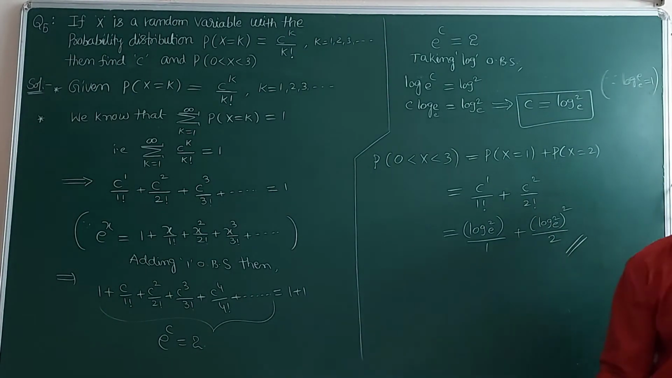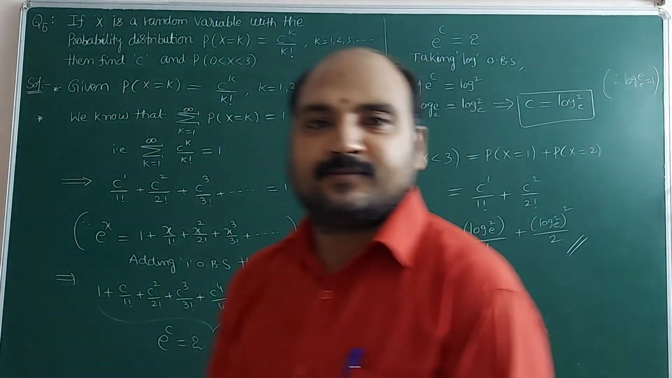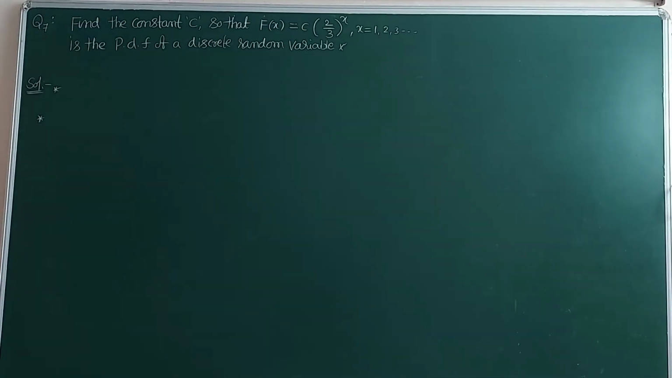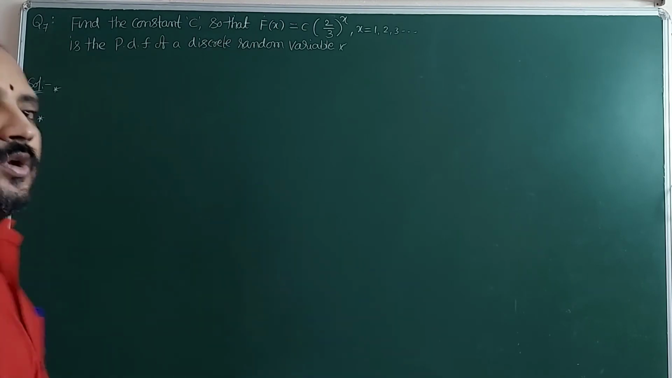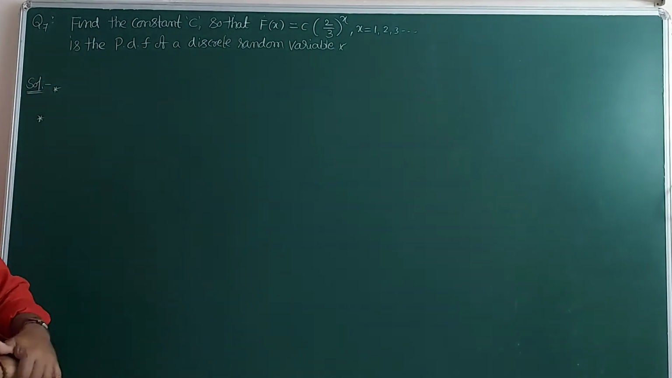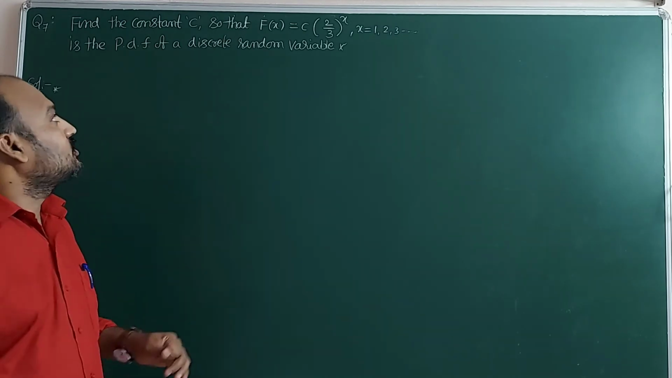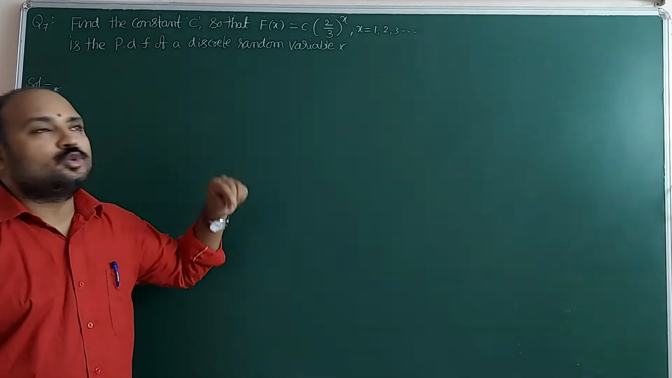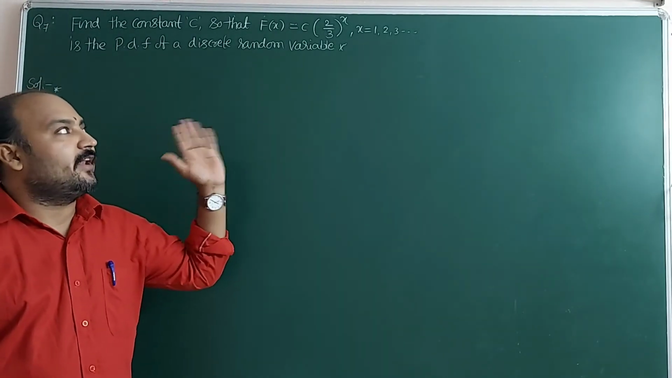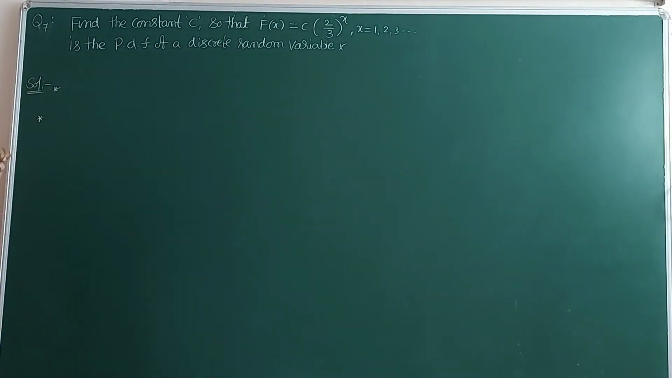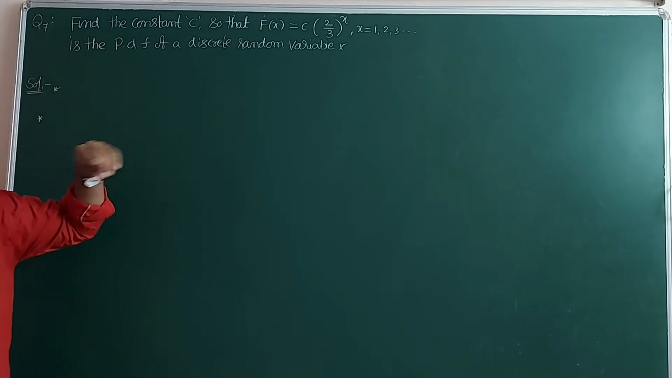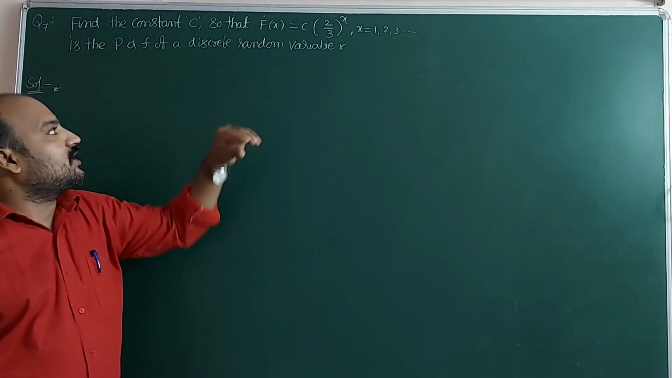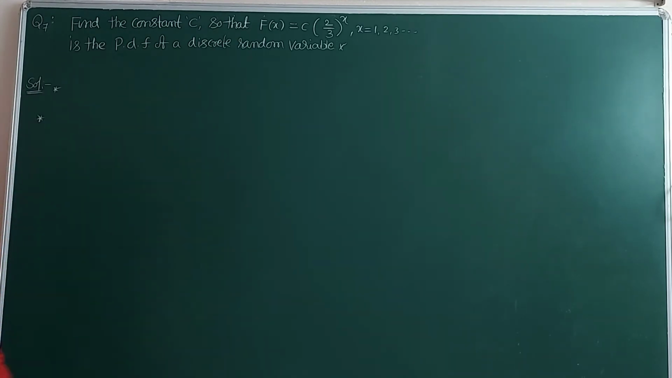We'll move on to the next question, dear students. The next question, number 7. Find the constant c so that f of x equals c into 2 by 3 whole power x, where x equals 1, 2, 3 and so on, is the probability distribution function, PDF, of a discrete random variable capital X.